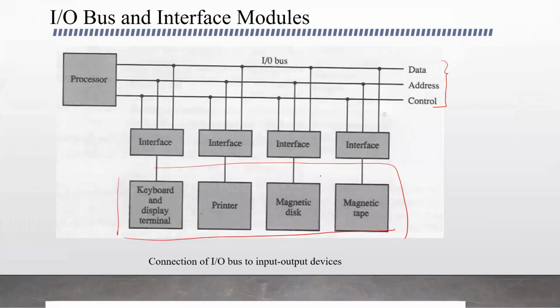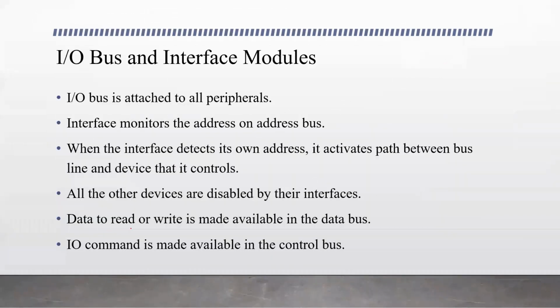Once the address is identified by a particular interface as its own address, it enables the path between the CPU and its device, the peripheral device that it is connected to, and all the other interfaces disable their path between their IO devices and the CPU. Data to read or write is made available in the data bus. IO command is made available in the control bus.